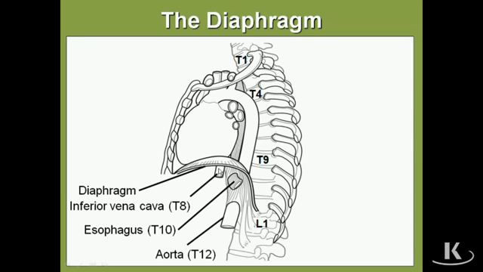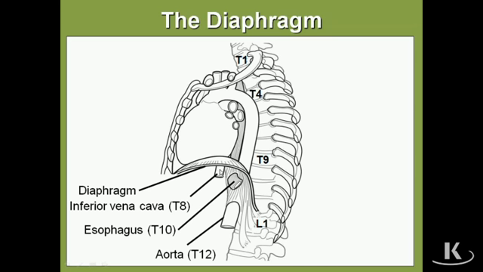We have the hiatus for the inferior vena cava. That's the most anterior of the openings, and therefore it is the highest of the openings, remembering that the diaphragm is a domed structure. So this is going to be higher than openings that are more posterior. That's at the level of the 8th thoracic vertebra.